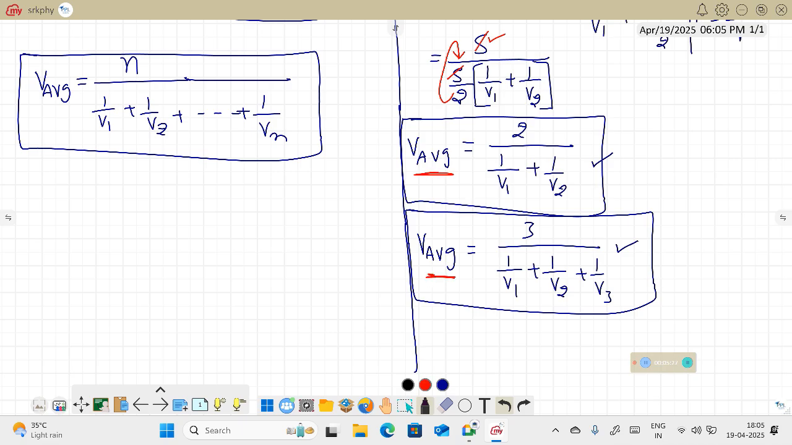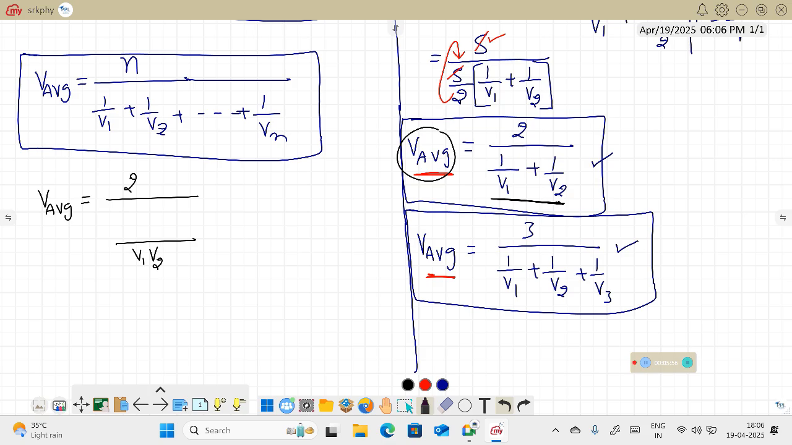So I am writing this formula into another form. What way I am writing, just note it. The V average is equal to this formula I am writing here, for two parts. This formula I can write like this. In this denominator, 2 by 1 by V1 plus 1 by V2, you take the LCM. If you take an LCM, what are you going to get? You are going to get V1 into V2 as the LCM.